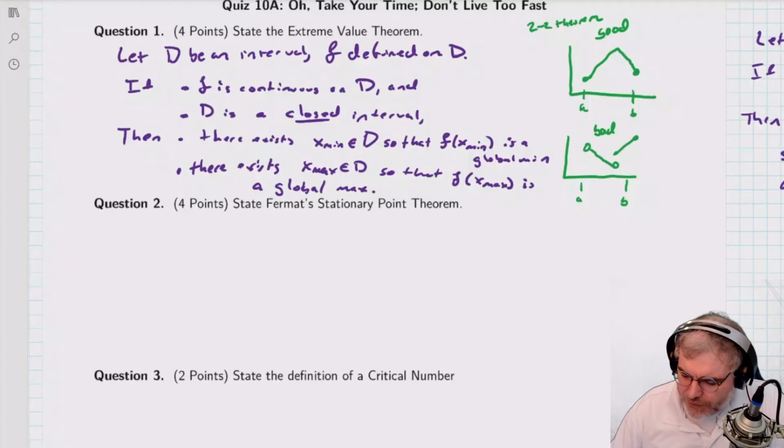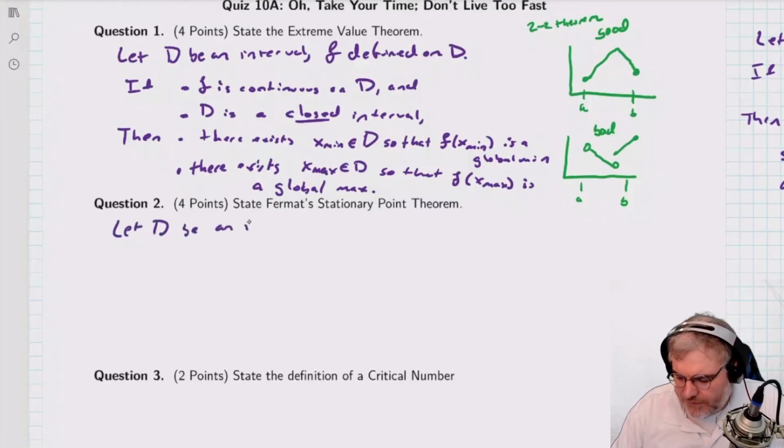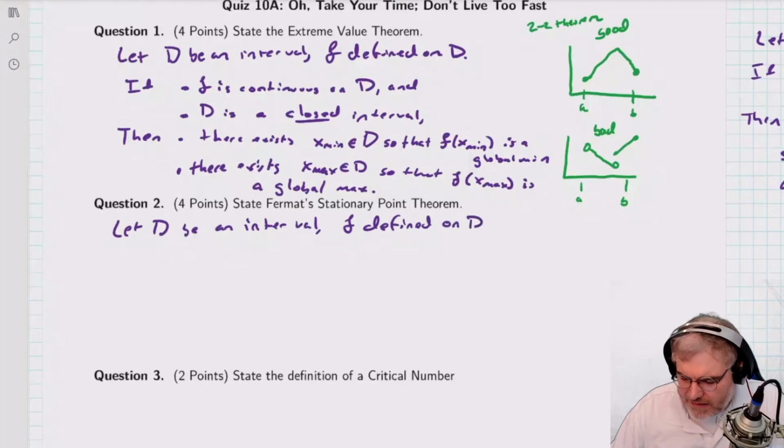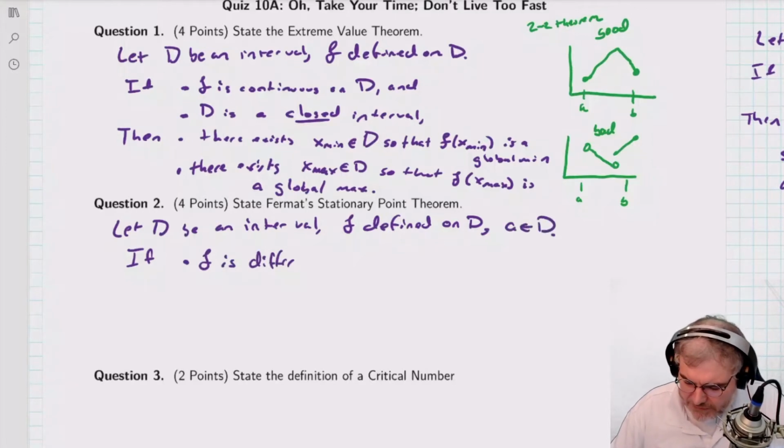All right. It's Fermat's stationary point theorem. I'm going to say the exact same thing as I did before. Let D be an interval, F defined on D. If F is differentiable, and then A in D. All right, so this one has another little thing. F is differentiable.